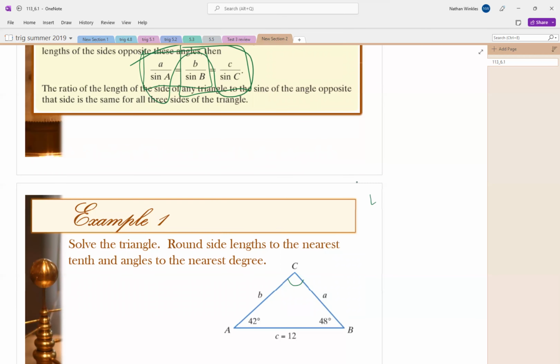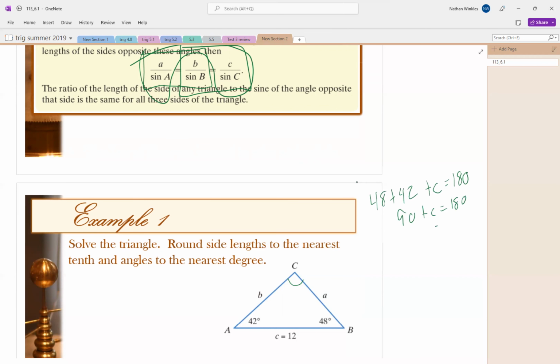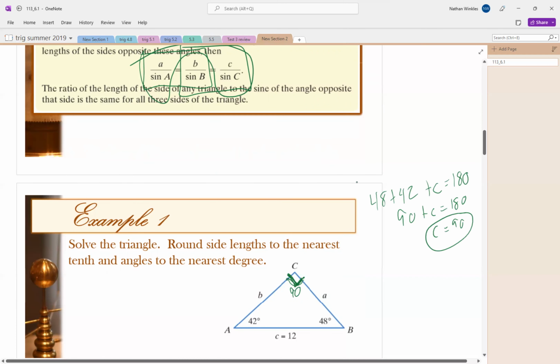So we take our 48 plus 42 plus angle C needs to equal 180. So 90 plus C equals 180. So C equals 90 as my answer here. Since I now know that this happens to be a right triangle, because this is 90 degrees, we could use previous trigonometry to solve this, but we don't want to do that in this case. We want to actually use the law of sines here.